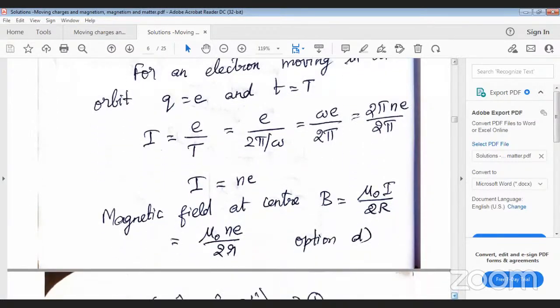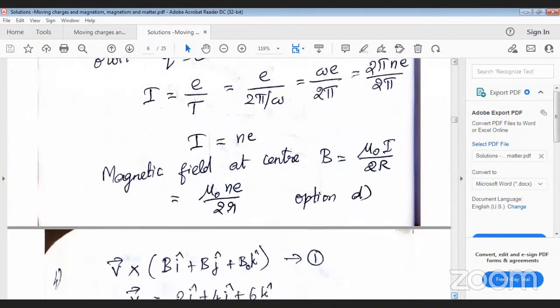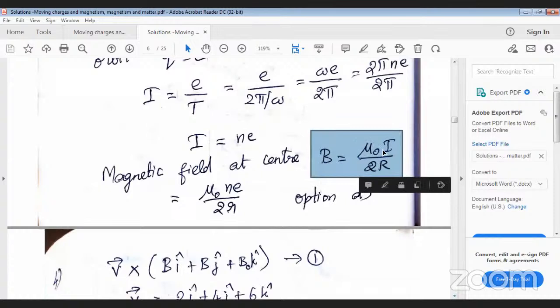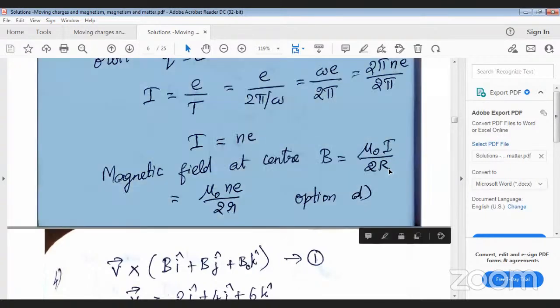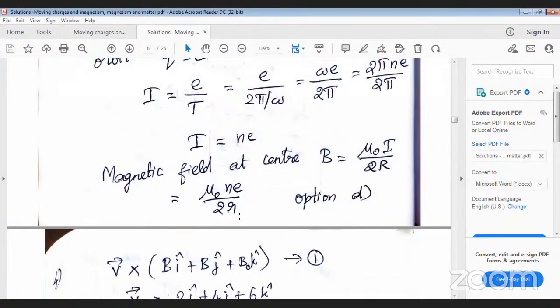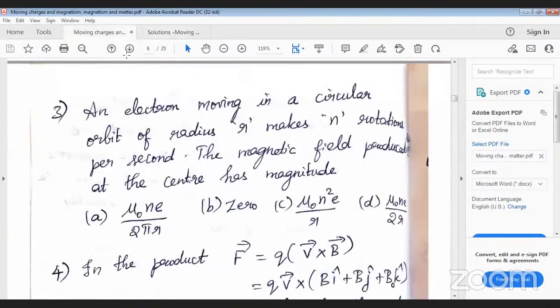So now the magnetic field at the center, due to the circular coil, is mu naught I by 2R. We have learnt earlier, magnetic field due to the circular coil at the center is mu naught I by 2R. So here, instead of I, I have to put NE. Instead of radius, I have to put smaller r. That is mu naught NE by 2R. And this is the right answer. That is option D. Okay, option D.